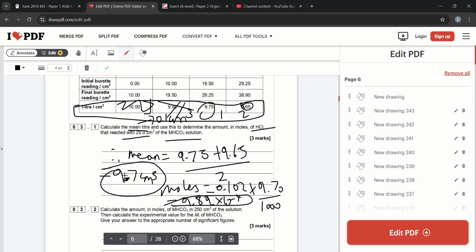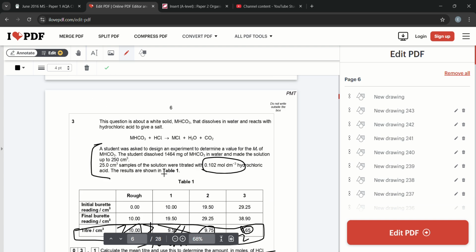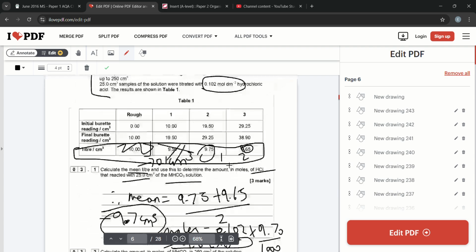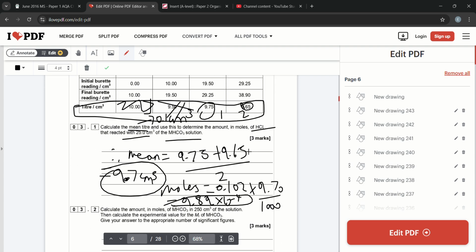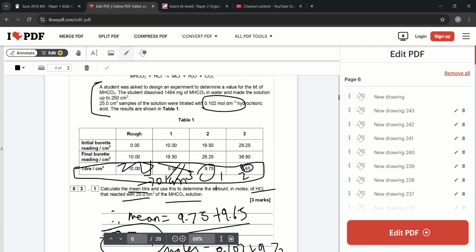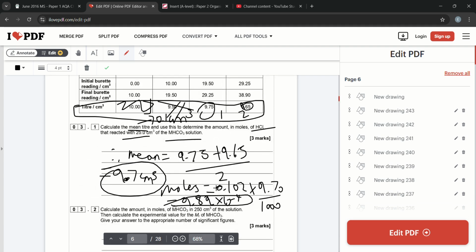And then it wants to determine the moles of HCl that reacted with 25 centimeters cubed MHCO3 solution. Moles is equal to concentration times volume. And we know that the 25 centimeters cubed sample was titrated with 0.102 moles per decimeter cubed of hydrochloric acid, and we're trying to find the moles of hydrochloric acid. So it's going to be the concentration 0.102 times 9.70 divided by 1000. And then we get 9.89 times 10 to the power minus 4 as moles.